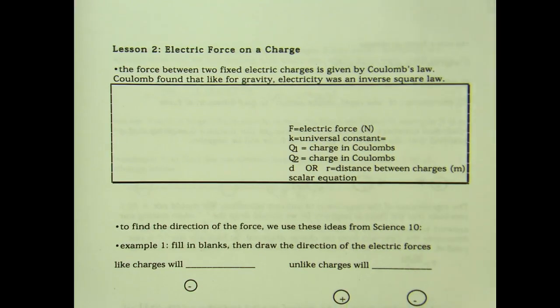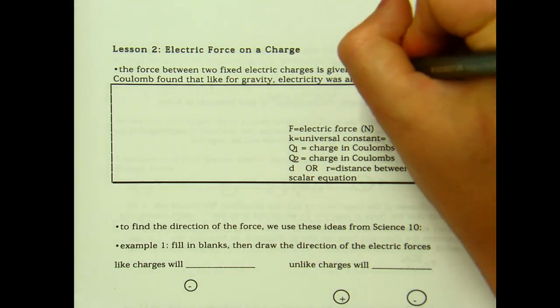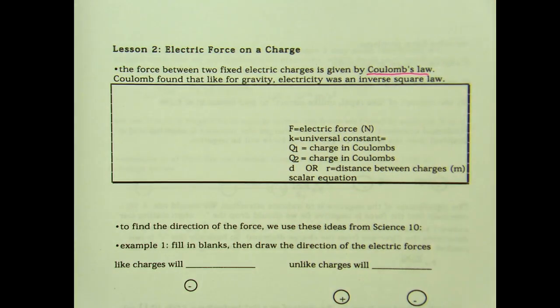So what was found when these things were being researched? I'm not going to get into why this is true, but what was discovered by physicists back in the 16, 17, 1800s was that the force between two fixed electric charges is given by what we call Coulomb's law. And Coulomb found that, like for gravity, electricity has what we call an inverse square law.